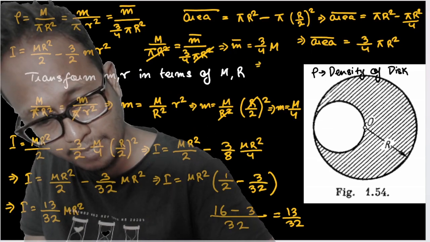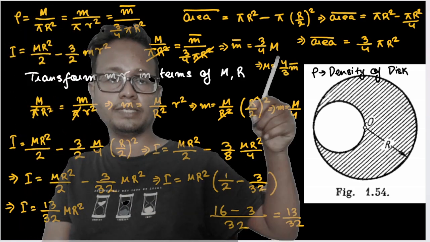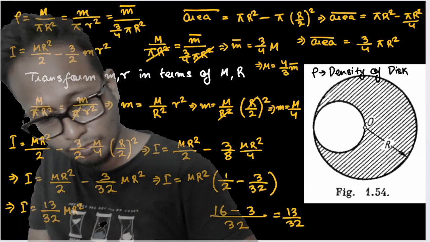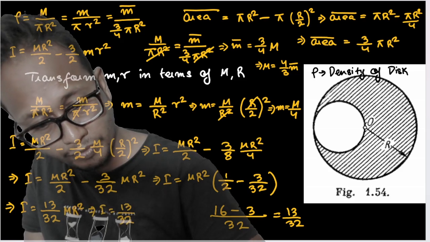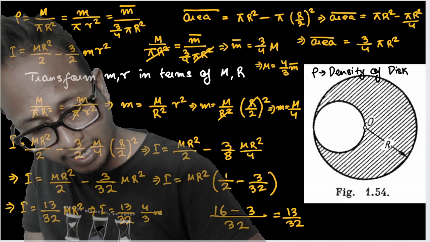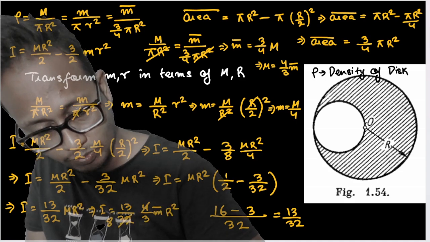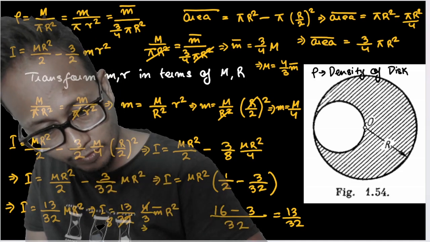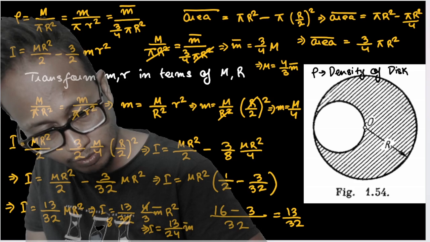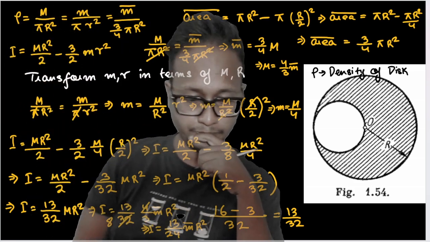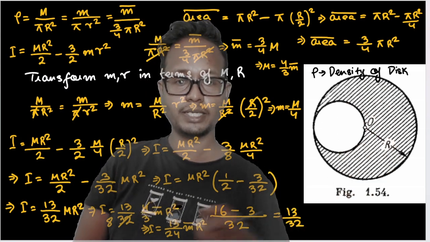So capital M is equal to 4 by 3 m dash. I must replace this m out here. So the moment of inertia is nothing but 1/2 into m dash, or 4 by 3 m into r square. 8 4s are 32, 8 3s are 24. So our moment of inertia is nothing but 13 divided by 24 into m r square. Understood?